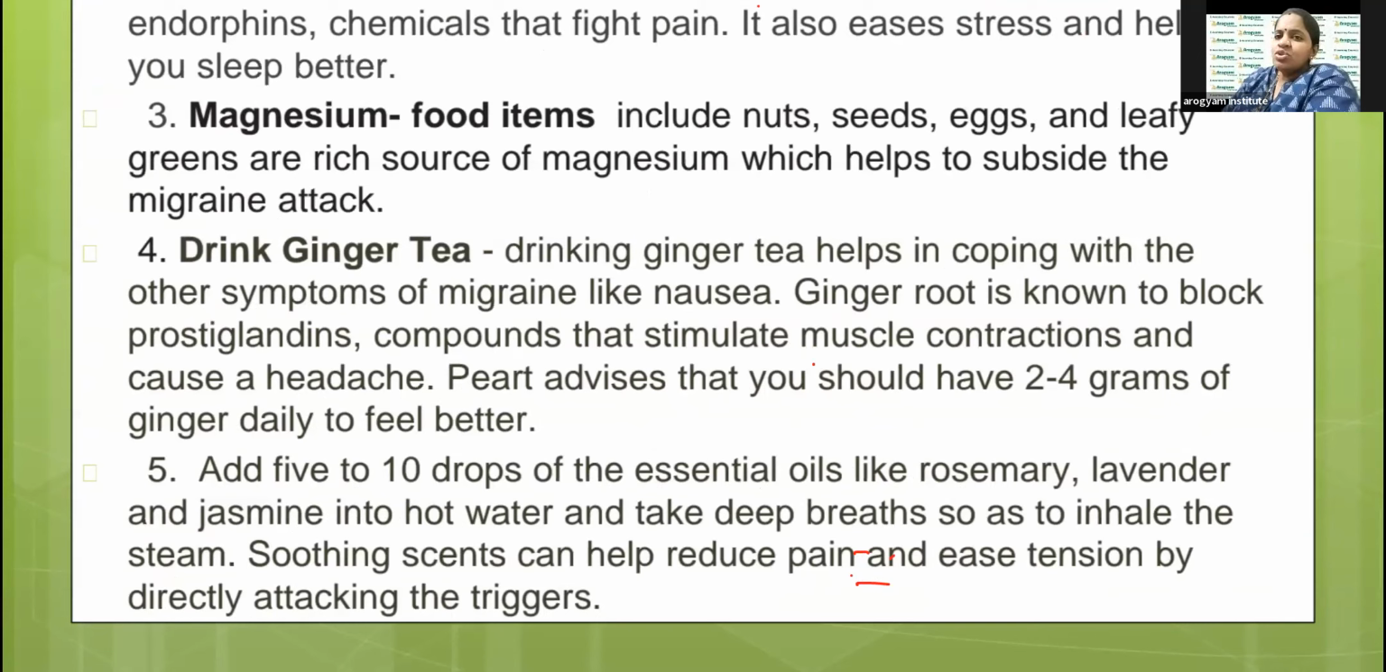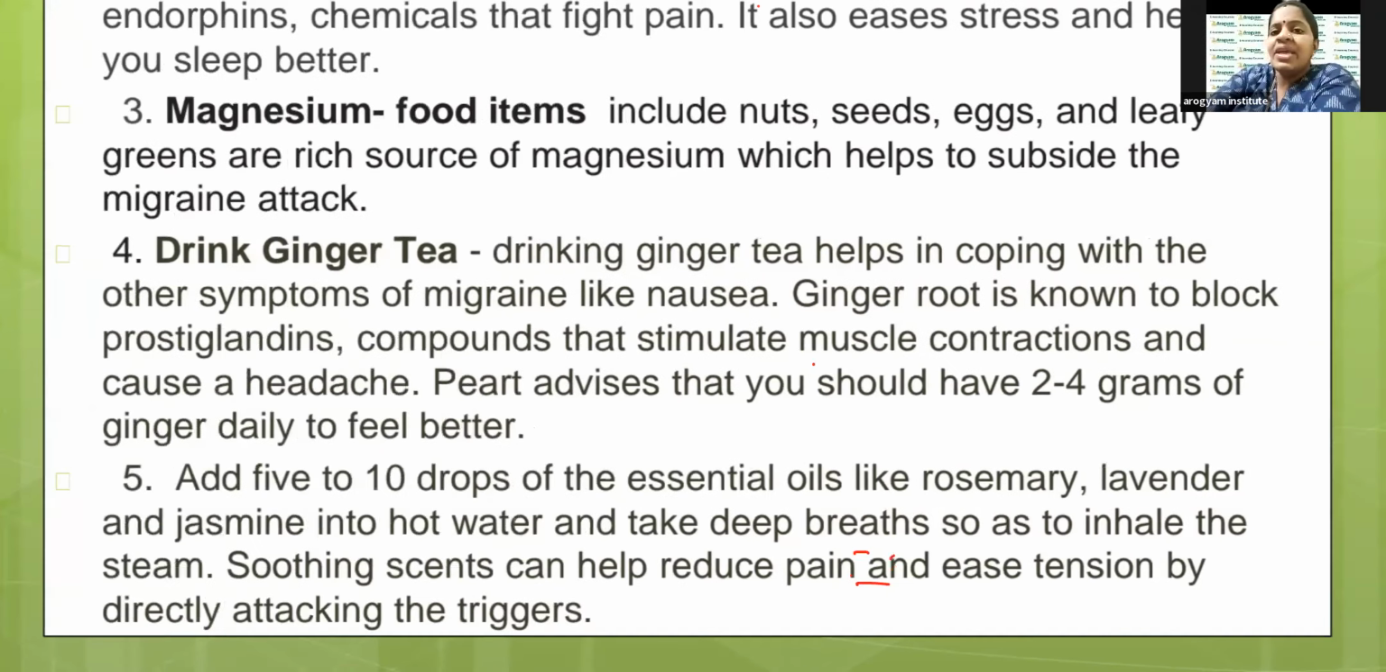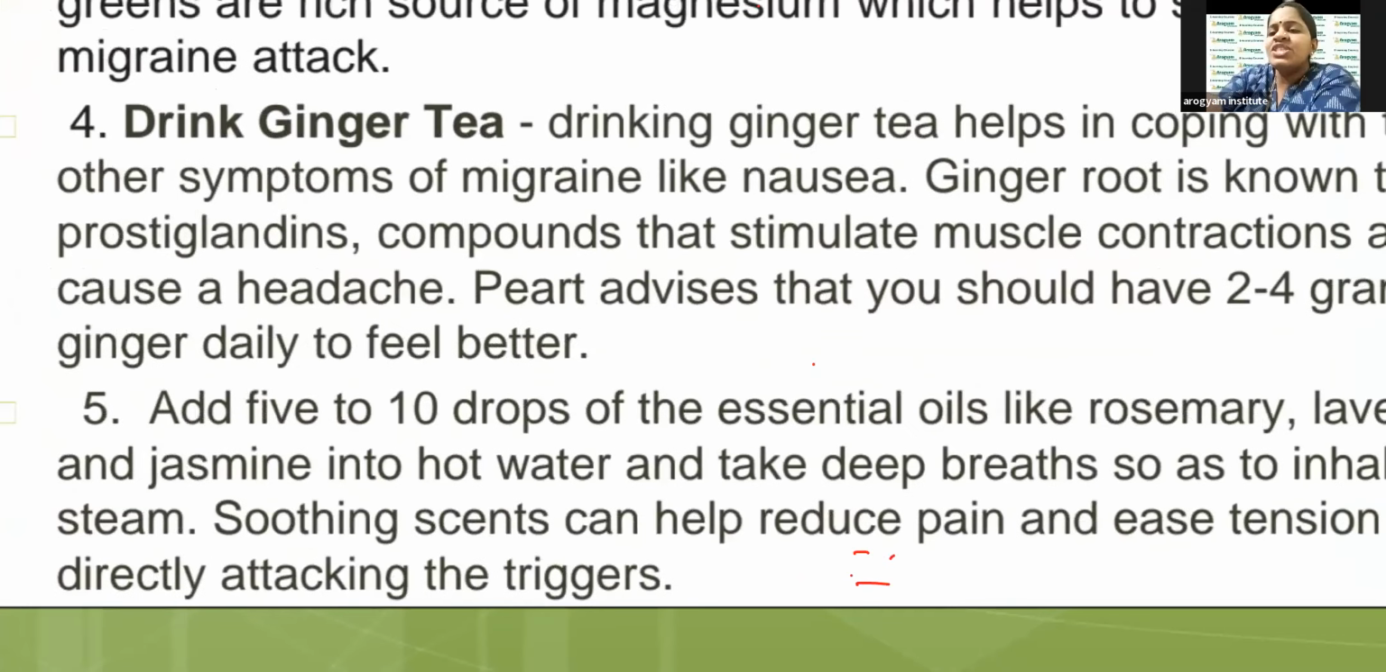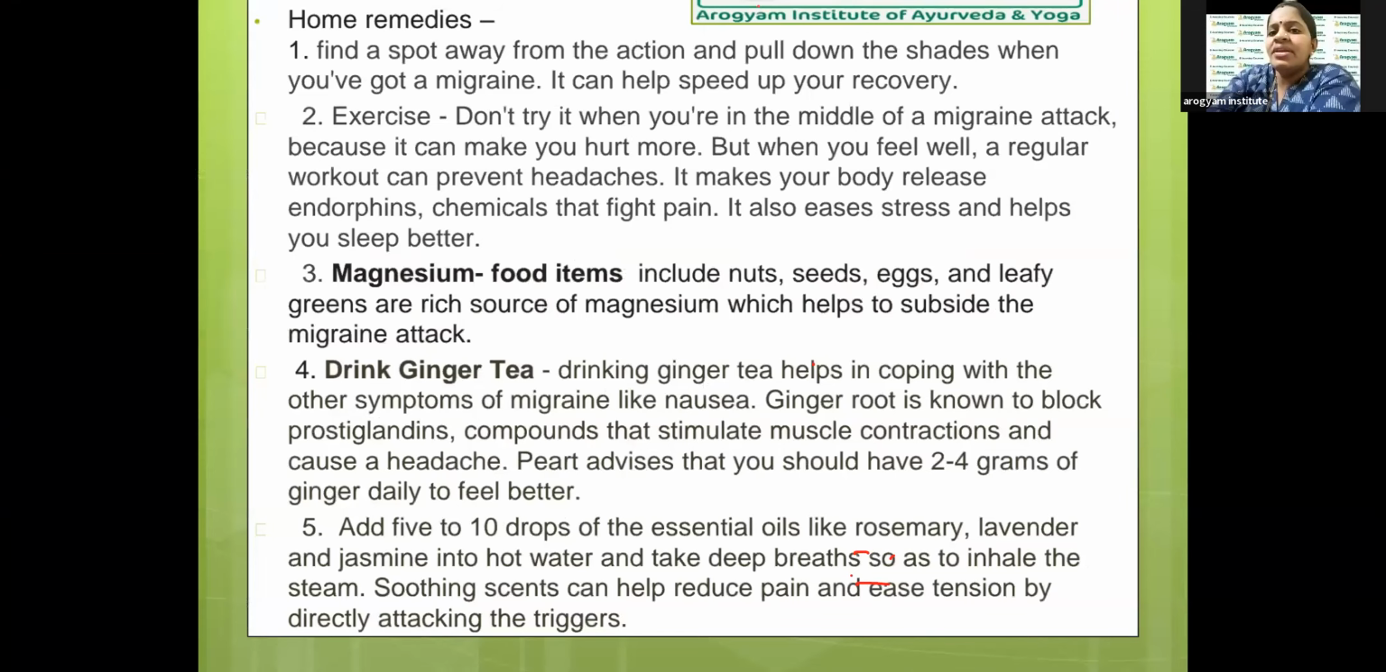Ginger root is known to block prostaglandins, compounds that stimulate muscle contractions and cause a headache. It is advised that you should have 2 to 4 grams of ginger daily to feel better, especially those who are suffering from migraine. Add 5 to 10 drops of essential oils like rosemary, lavender, and jasmine into hot water and take deep breaths so as to inhale the steam.